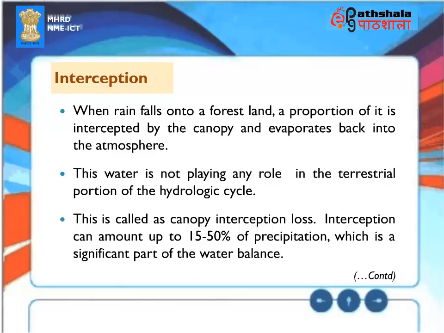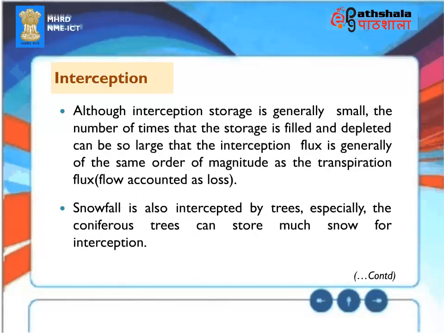This is called canopy interception loss. Interception can amount up to 15 to 50% of precipitation, which is a significant part of the water balance. Although interception storage is generally small, the number of times that the storage is filled and depleted can be so large that the interception flux is generally of the same order of magnitude as the transpiration flux, though accounted as loss. Snowfall is also intercepted by trees, especially the coniferous trees can store much snow for interception.